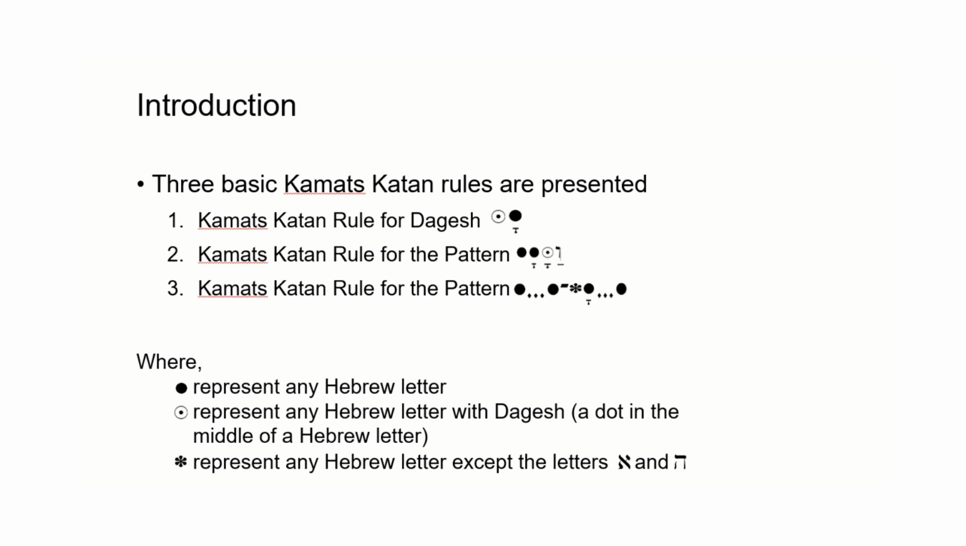So we note the following. The filled-in circle represents any Hebrew letter. The circle with a dot in the middle represents a letter with dagesh. And the asterisk represents any letter with the exception of the letters Aleph and He.